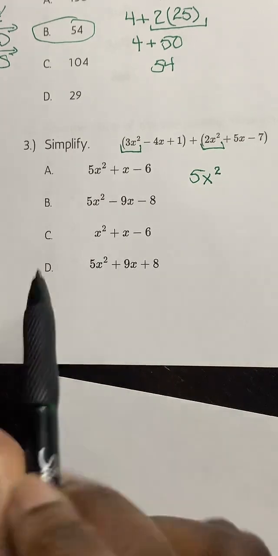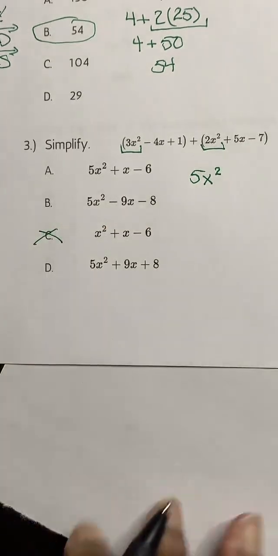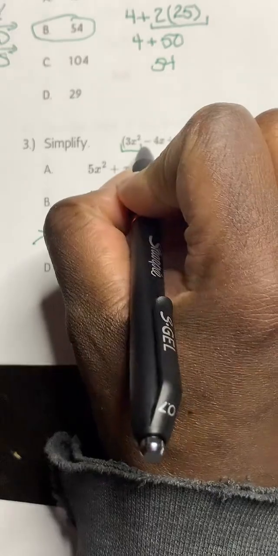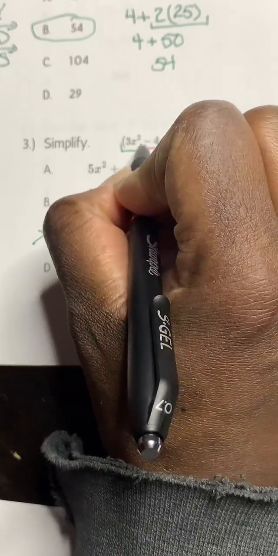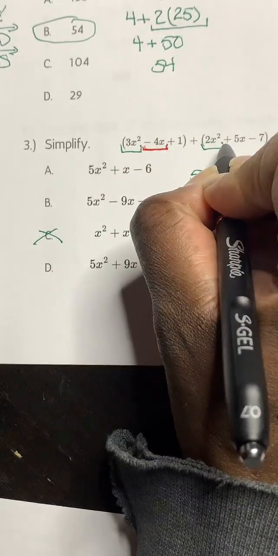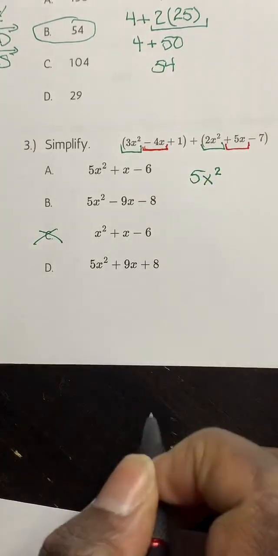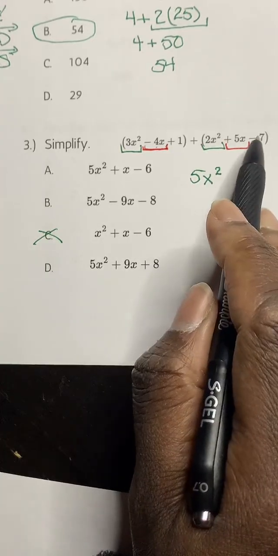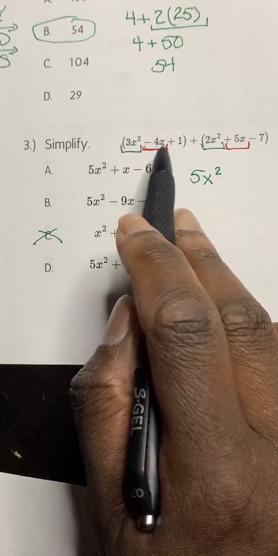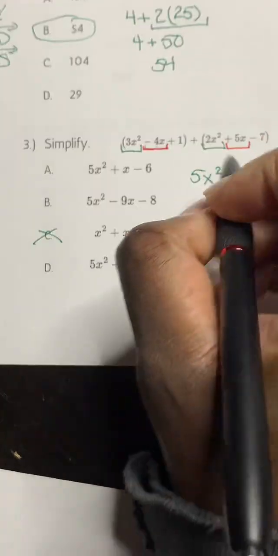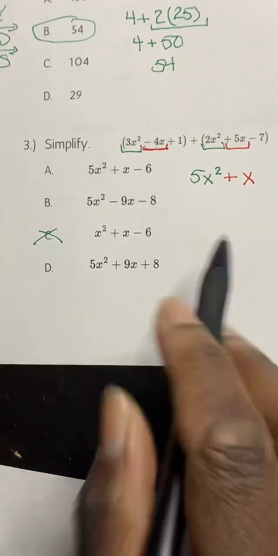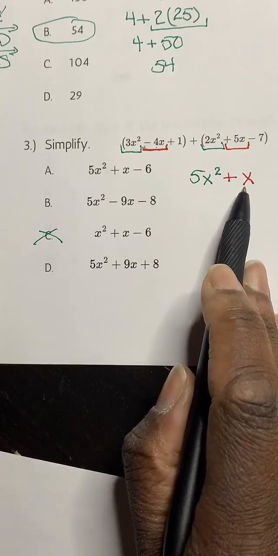So looking at your answer choice right away, C is out. Process of elimination. So now we're taking a look at negative 4x plus positive 5x. So when you have a negative 4 plus 5, think of it like I had $5, I spent 4, I still have $1 left. Or I can simply say plus x.